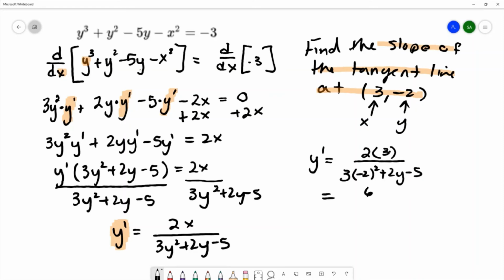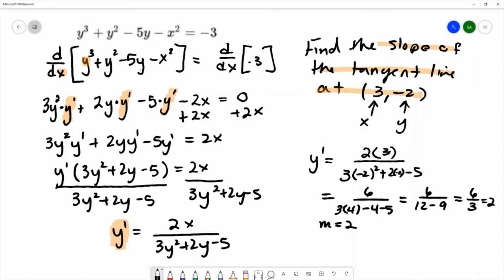That's 6. I forgot to substitute this y in here. So y is negative 2. That's 6 over 3 times 4 minus 4 minus 5. That's 6 over 12 minus 9. 6 over 3 is 2. So we get that the slope of the tangent line is 2.